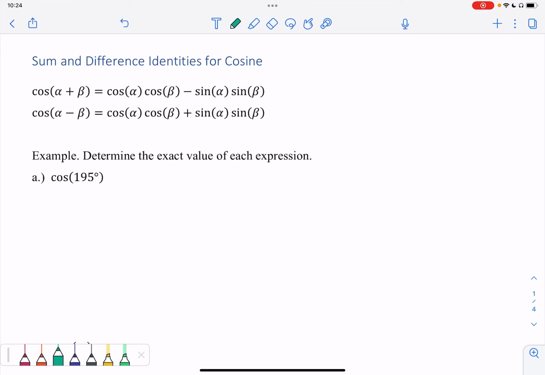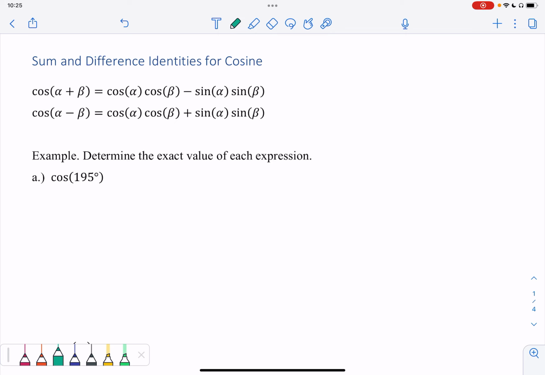Let's take a look at the sum and difference identities for cosine. So we have for two angles, alpha and beta, and they can be any two angles, that the cosine of alpha plus beta equals the cosine of alpha times the cosine of beta minus sine of alpha times the sine of beta. And the second identity I have is for cosine of the quantity alpha minus beta. I get cosine alpha times cosine beta plus sine of alpha sine beta.